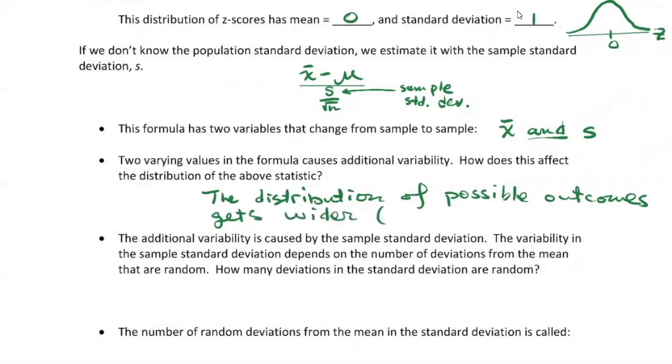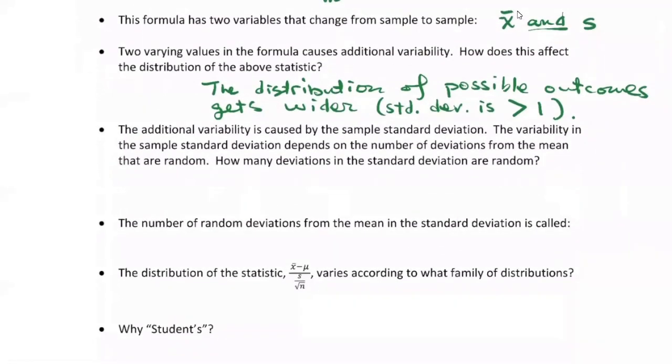So the standard deviation is larger. I'll say it is greater than 1, which means it's not a normal distribution. Okay? So down below it says the additional variability is caused by the sample standard deviation. The variability in the sample standard deviation depends on the number of deviations from the mean that are random. How many deviations in a standard deviation are random?